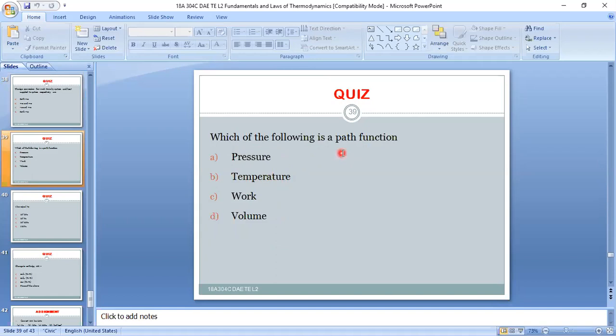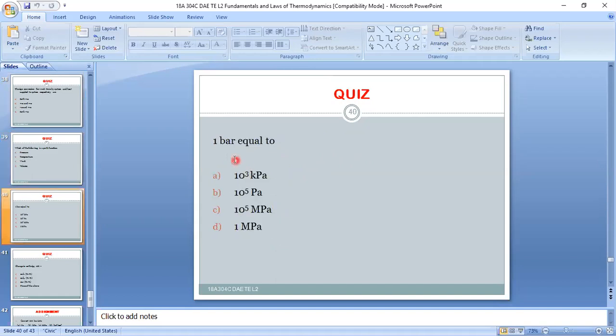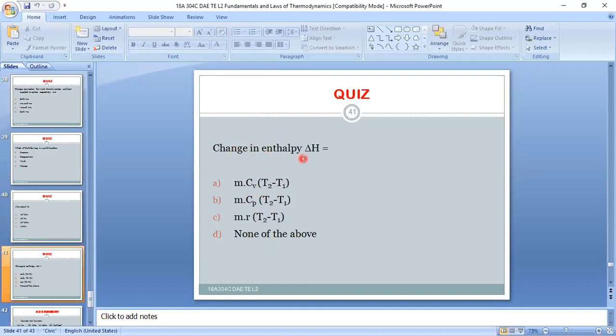Which of the following is a path function? Work is the path function. The remaining are not path functions, only point functions. A bar is equal to 10 to the power of 5 pascals is the right answer. So the change in enthalpy, delta H, is m Cp (T2 minus T1). m Cv (T2 minus T1) is nothing but the change in internal energy. This is not the right answer. This is also not. Only B is the right answer in this.